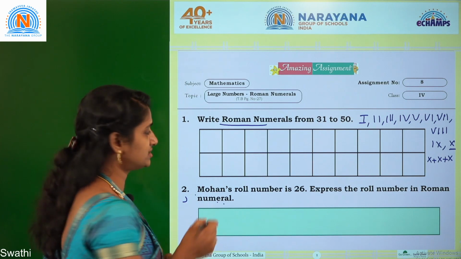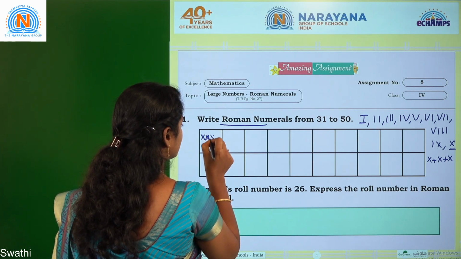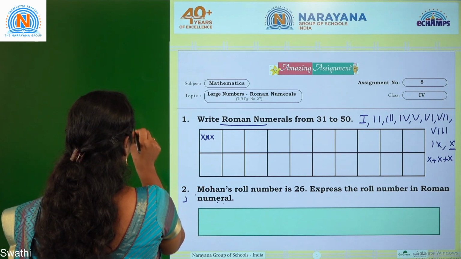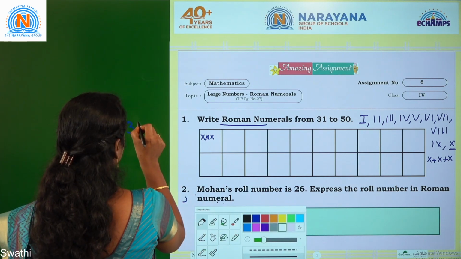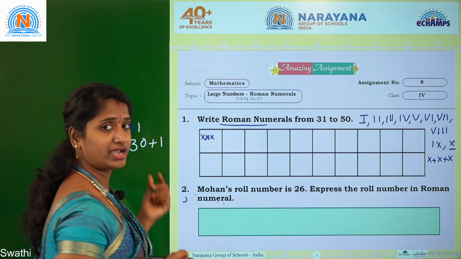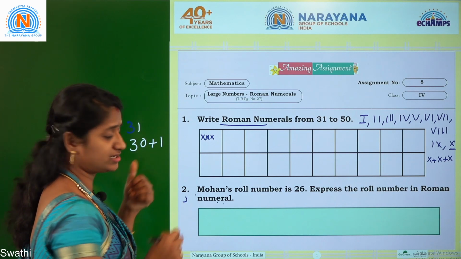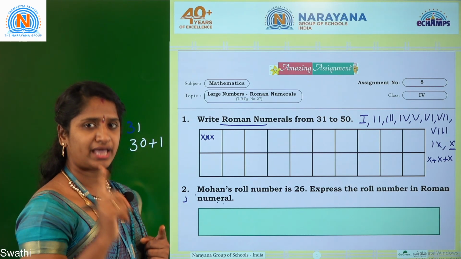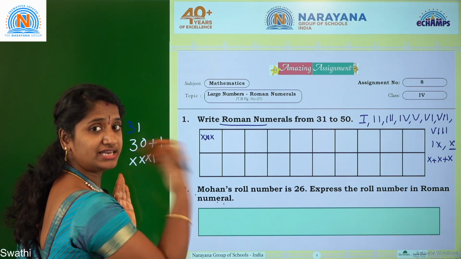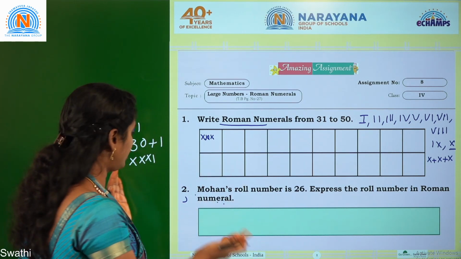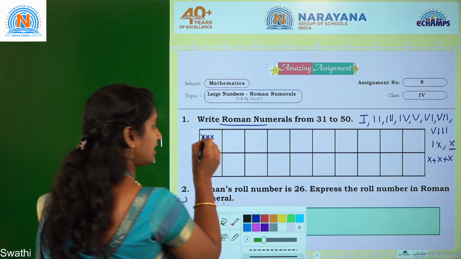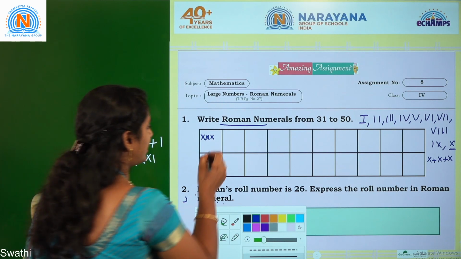Here 30 is XXX, and 31 means 30 plus 1. So I have to expand this number. 31 is 30 plus 1. 30 means 10 plus 10 plus 10, XXX, and 1 means I. If I write a letter on the right side, it is going to add the number. So 30 is XXX and 1 means I.